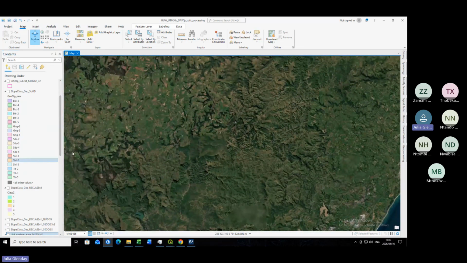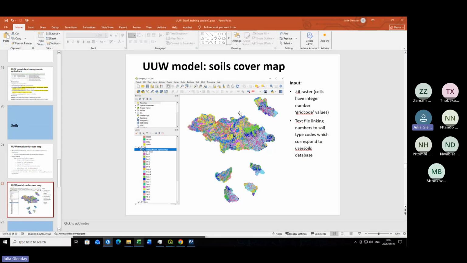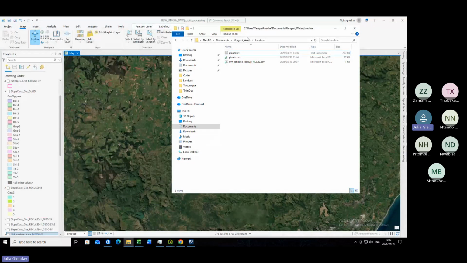And so that gets input into the model as, again, a grid, a raster file, a TIFF, that has the numbers for every grid cell, and then the numbers correspond. There's a table that shows which number corresponds with which soil type code. And then there's a soils database file that has properties for all the soils. And those properties can show you this one.